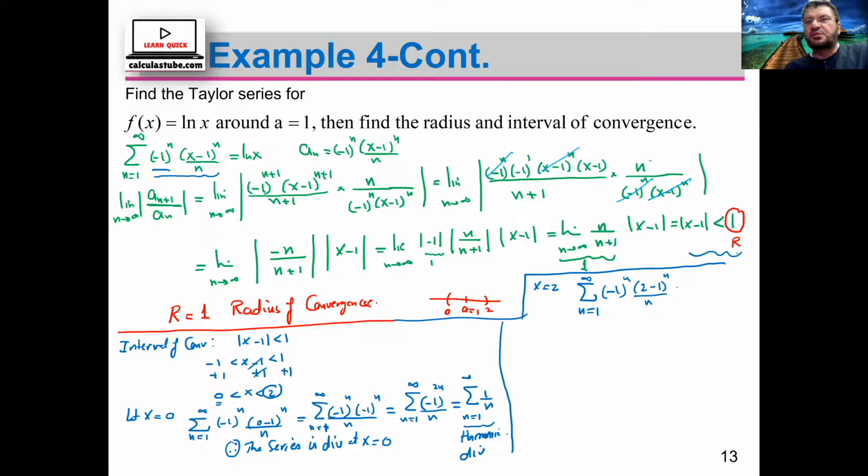And this is equal to the sum n equals 1 to infinity. Now this is minus 1 to the n. 2 minus 1 is 1 to the n, right? Over n. But 1 to the n is 1, as you know. This is nothing but 1. So what am I left with? I'm left with negative 1 to the n over n, where n equals 1 to infinity. Remember, what kind of series is this? This is what we call an alternating series.